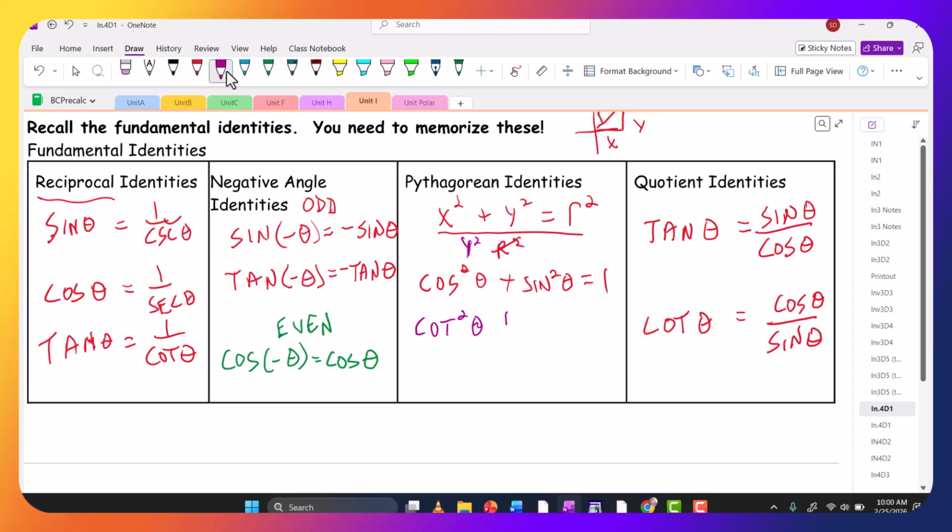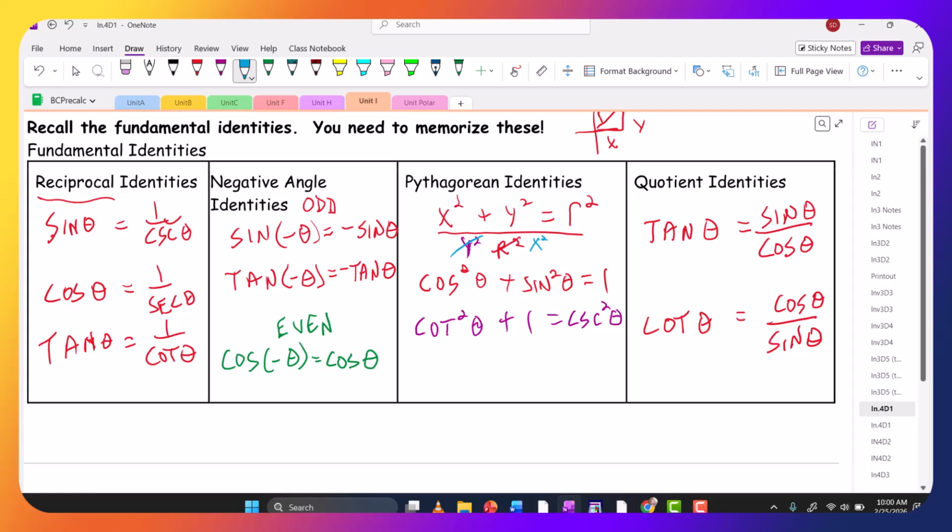Y squared over y squared is 1. And then what's r over y? The flip of y over r. It's cosecant squared. So this is the other Pythagorean identity, or the second one, not the other, because there's a third. If I divide by x squared, doesn't matter where you put it.